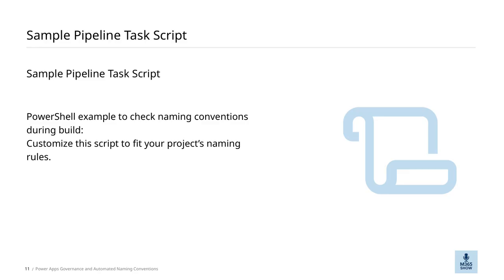The key takeaway is that automation like this helps maintain naming discipline from the start, saving time and avoiding potential issues later. Remember, tailoring the script to your project's specific rules is crucial for it to be effective. This approach aligns with our overall goal of establishing reliable governance and consistent practices across development teams.